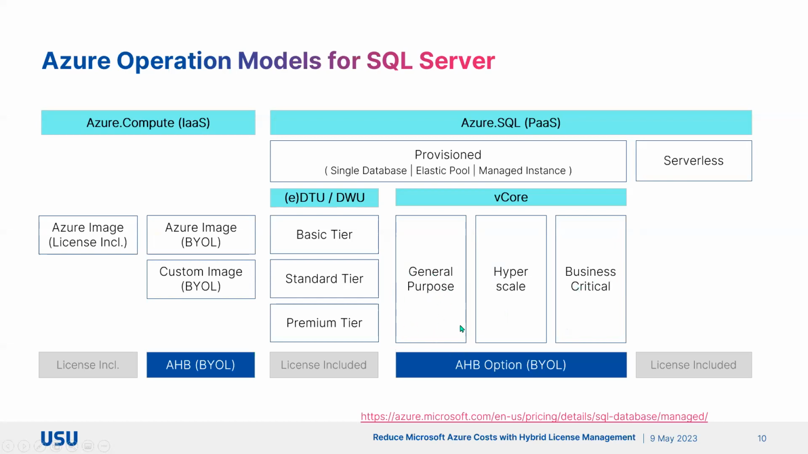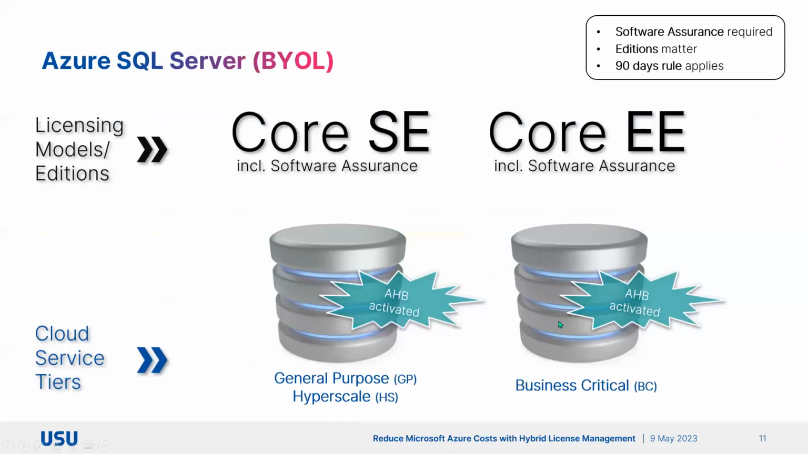Lightweight, let's say, SQL instances, and you can have business critical with more performance and additional services. Yeah, and here you can use your own license as a Hybrid Benefit. And how does that work for SQL Server? Also one slide which aims at explaining the licensing terms.